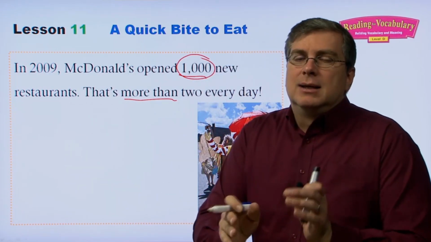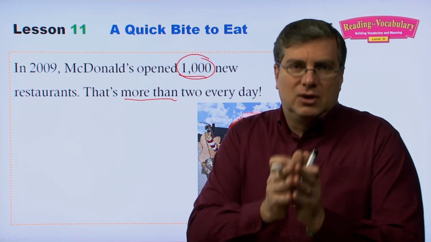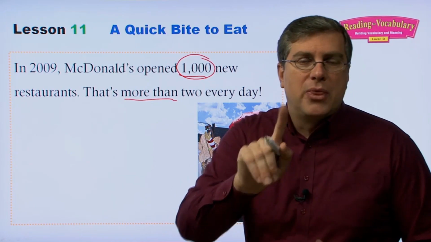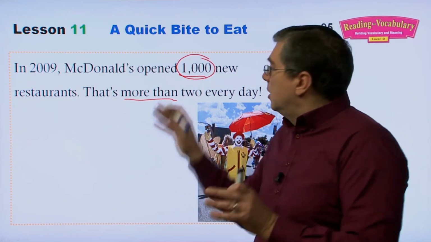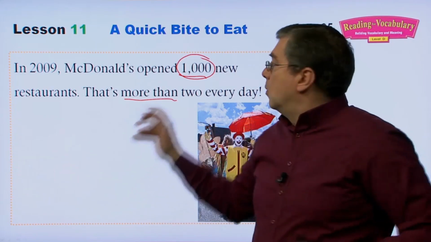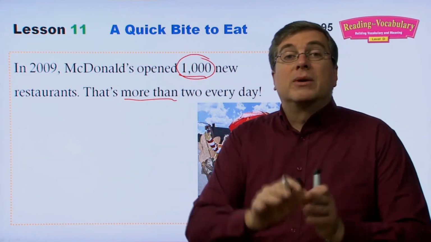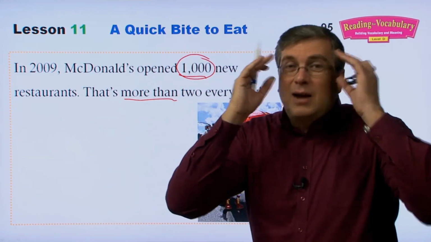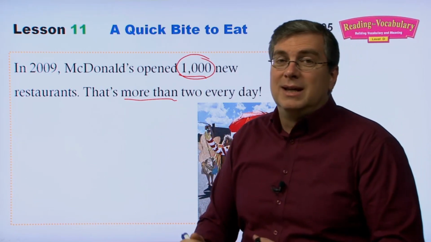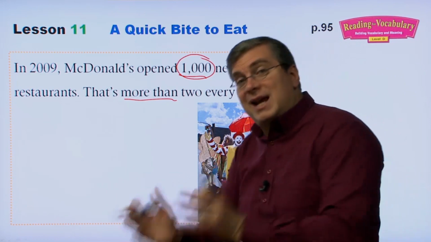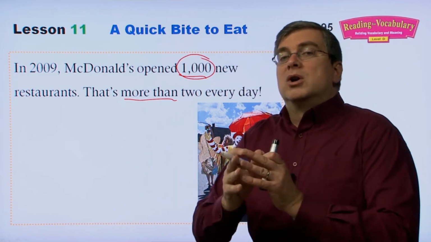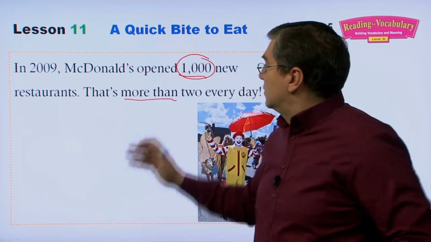It doesn't mean that they did it on average 2 per day. I mean, they could have opened 400 in 1 month alone. But it means when people say that, they're just kind of spreading it out over the year, right? 1,000 new restaurants, that's more than 2 every day. But it's not real. We don't know. They didn't say if all of those restaurants were opened in the first half of the year or the second half of the year or in 1 month, or how they were spread out. We're just saying it's more than 2 every day.